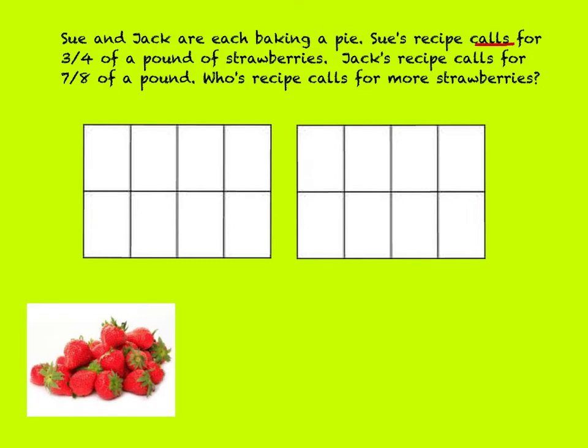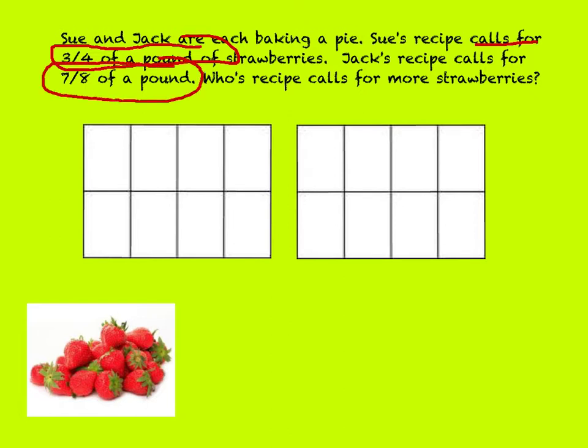All right, I'm going to underline "calls for" just so we can talk about the vocabulary for a minute. Calls for means, in this scenario, it needs or it asks for. So lots of times when we're using a recipe, we'll use the phrase, how many eggs does your recipe call for? That just means what's on its list, what does it need? All right, so Sue and Jack, they're each baking a pie. Sue needs 3/4 of a pound of strawberries, and Jack needs 7/8 of a pound.